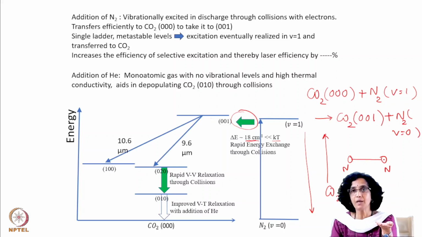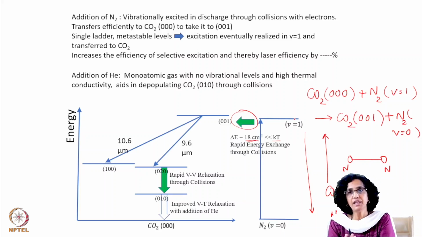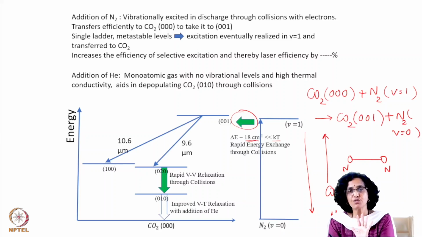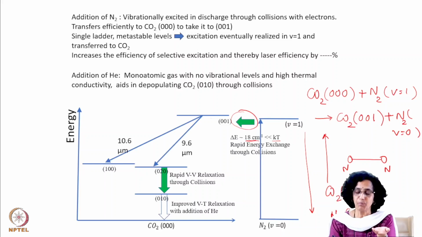It does not have a dipole moment even in this V equal to 1 level, and when it comes down to ground level, that is N2 V equal to 0, there is no dipole moment. So nitrogen does not have any infrared vibrational spectrum. I think we discussed this before also, but I would like to say here that nitrogen by itself does not show any vibrational spectrum because there is no change in dipole moment.